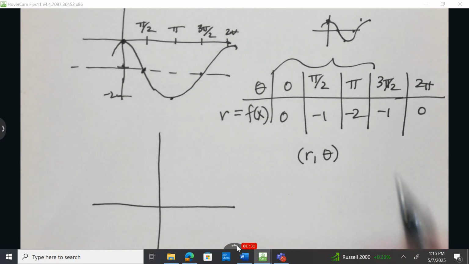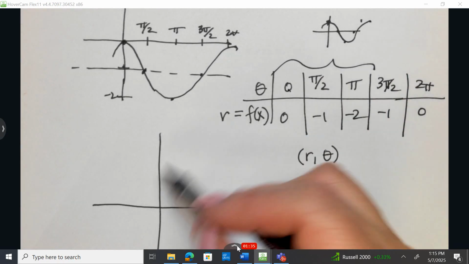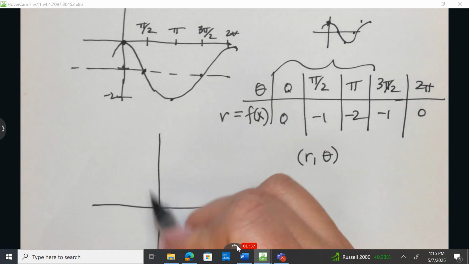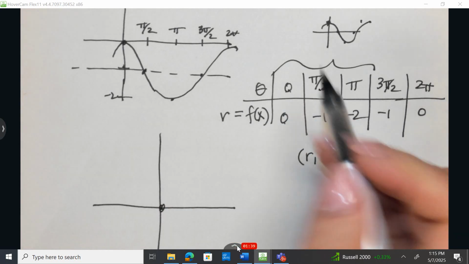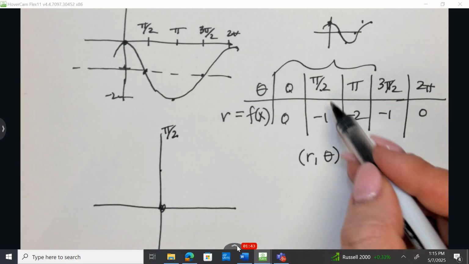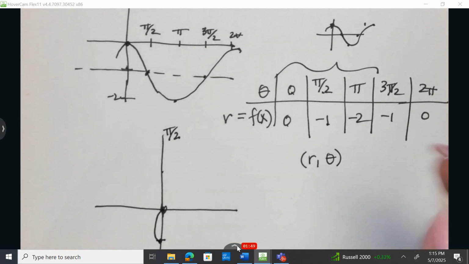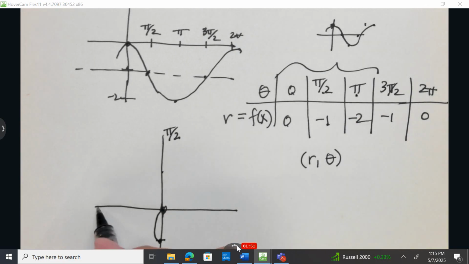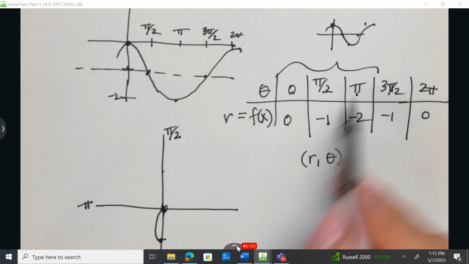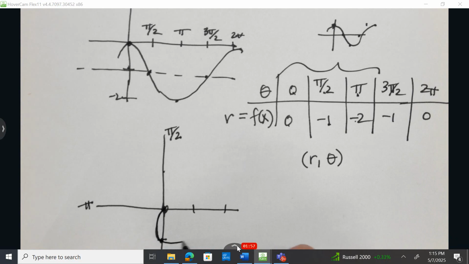And so what I'm going to do is locate where 0 is, and then I'm going to go 0. So I'm going to start here, then I'm going to go to pi over 2. Well, here's pi over 2, but instead of going towards pi over 2, I'm going to go 1 in the opposite direction. So I'm coming down here, so it's looking probably something like that. And then I'm going to go to pi. Well, here's pi, but instead of going towards pi, I'm going to go 2 in the opposite direction, 1, 2. So it's looking like this.